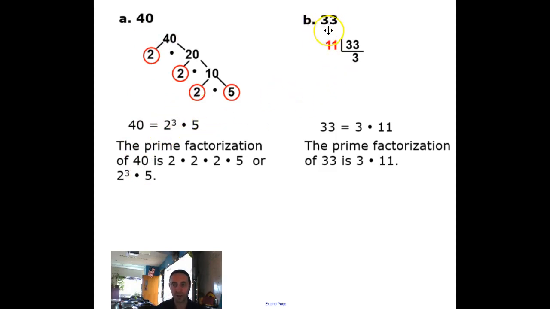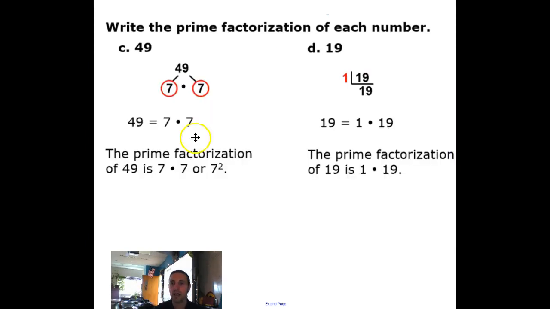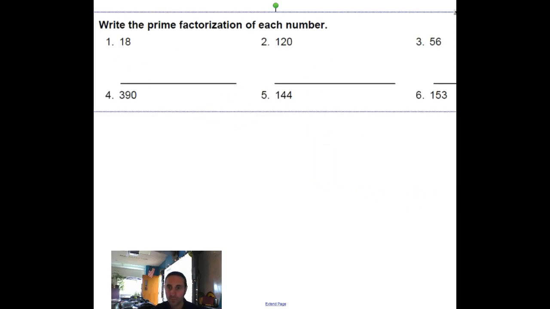And when I do 33, well, there's only 2 numbers that multiply together to be 33, and that's 3 and 11. So there's my prime factorization of 33. Same thing here. Pause the video, try these problems. Boom, welcome back. What'd you come up with for 49? Well, again, it's 7 times 7, or 7 squared. And 19 is already a prime number, so the only factors are 1 and 19.